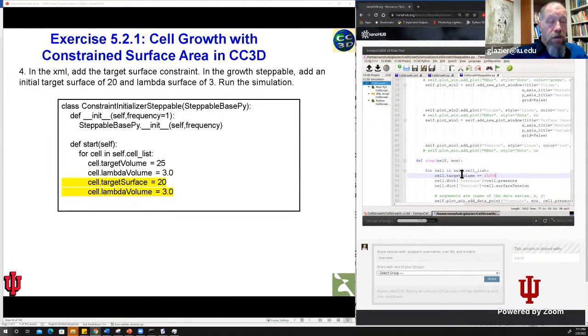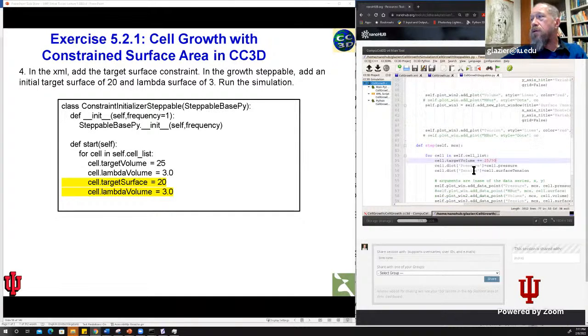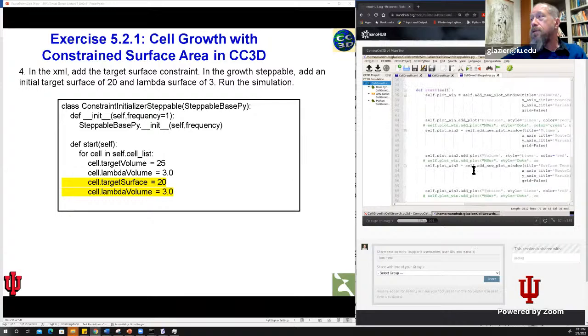And what's going to happen now? What will you see? I think, Connor, this may be already where you were to begin with. So does anybody want to predict what's going to happen when we do this?